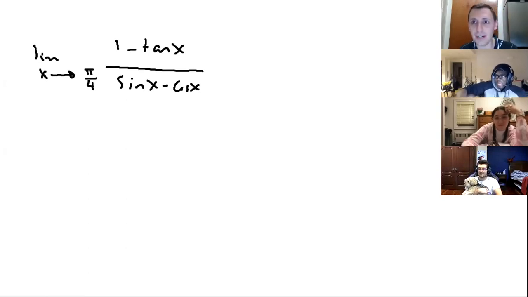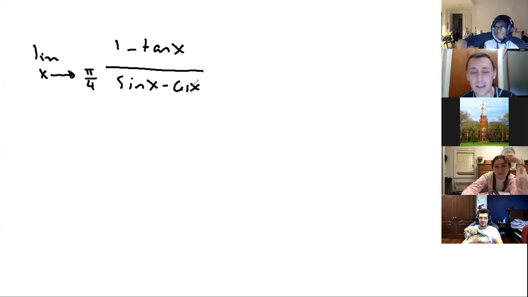So anyhow, guys, can you see the sine and cosine? What should you see next to sine? There is a pi over 4, there is a sine. What should you see next to it?